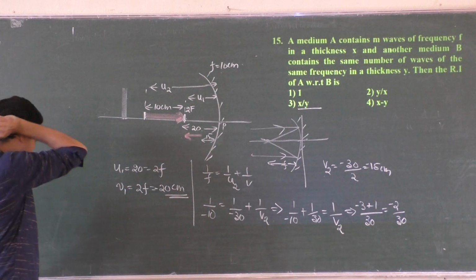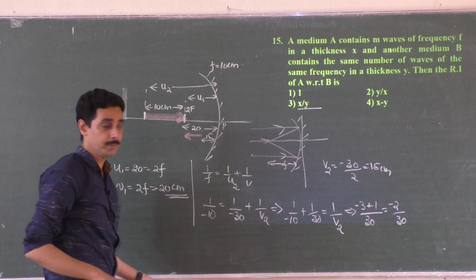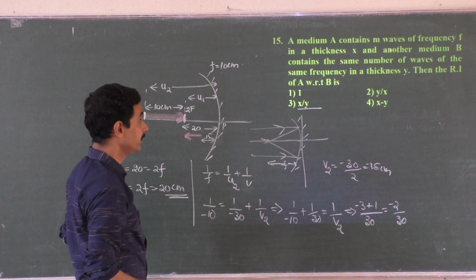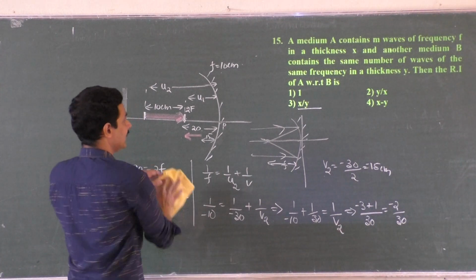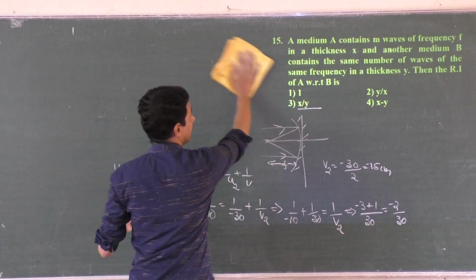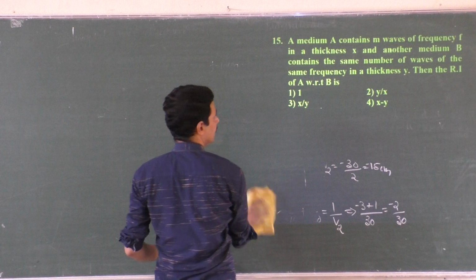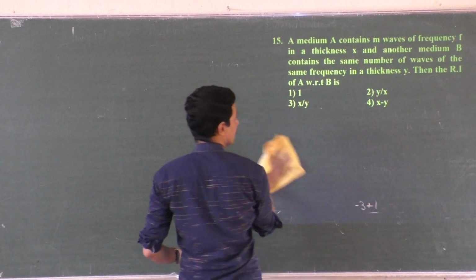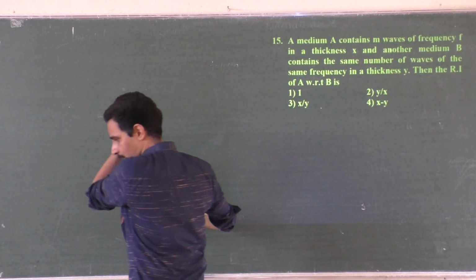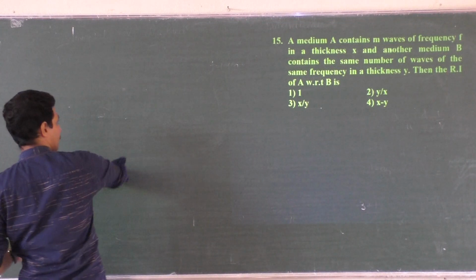15. A medium A contains m waves of frequency f in a thickness x, and another medium contains the same number of waves of the same frequency in a thickness y. Then what is the refractive index of A with respect to B? Yeah, this is related to refraction.